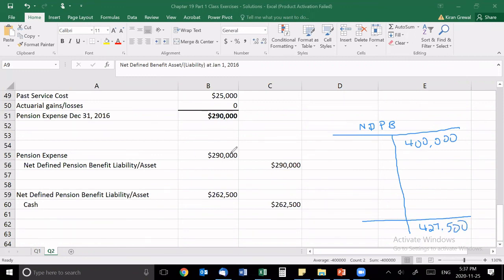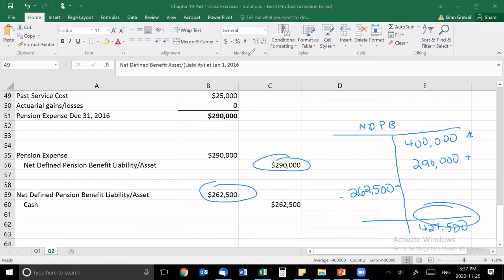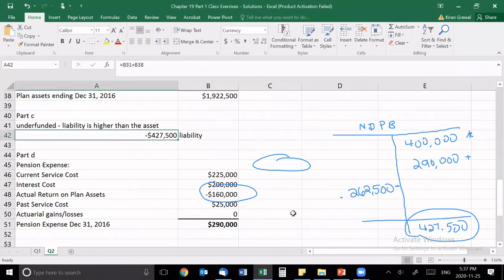To get there, what we did was we credited 290 to our net defined benefit account, and then we debited 262,500. So if we start off with 400,000, add 290, and subtract 262,500, we should get 427,500. All right, that's how that all works out, and that's the same as what we calculated. I'll show you where we calculated that. We calculated that right here, 427,500. I hope that makes sense.